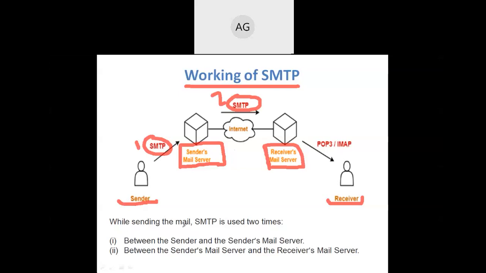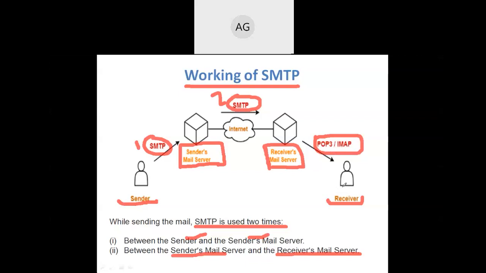So while sending email, SMTP is used 2 times: between the sender and the sender's mail server, and between the sender's mail server and the receiver's mail server. And as you can see here, from the receiver's mail server to the receiver, there is another set of protocols, which is known as the POP protocol or the IMAP protocol.